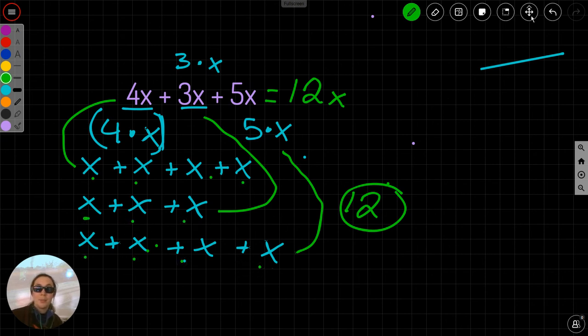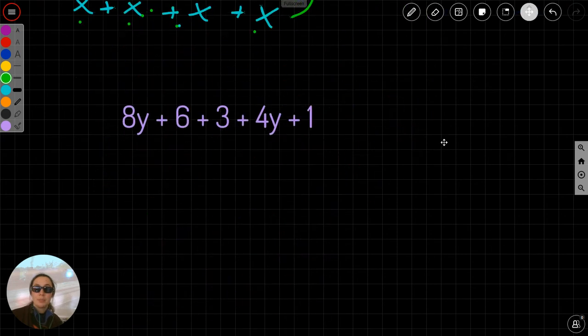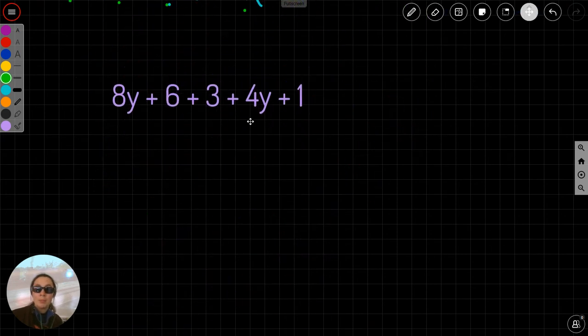Let's do that again. Here's another expression. 8y plus 6 plus 3 plus 4y plus 1. So here we have 2 different kinds of terms. Remember, a term is any part of an expression. All of these are terms. However, some of these terms are constants and some of them are variables. So we have to discover which ones are like terms.